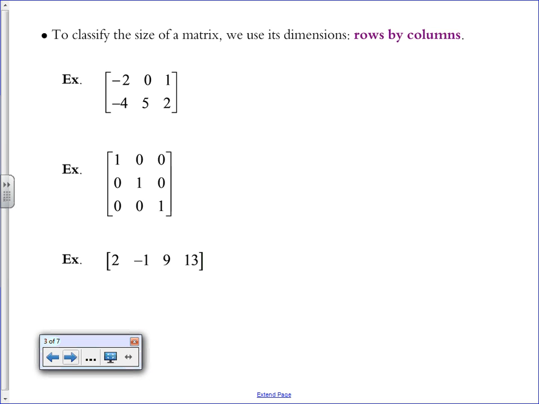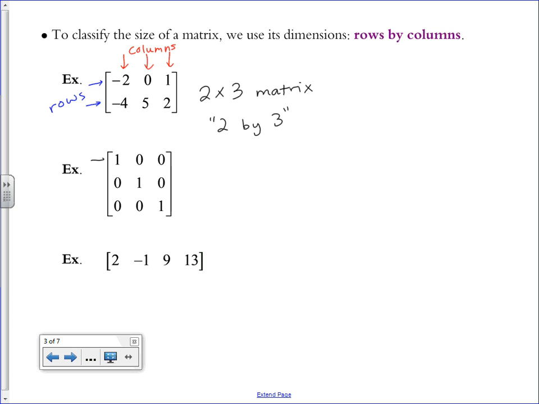To classify the size of a matrix, we use its dimensions. It's rows by columns. A row is a horizontal line, so these are rows. A column is vertical. So in this first example, we have 2 rows and 3 columns, so we would call this a 2 by 3 matrix. That's how you would read it, and that's how you classify the size.